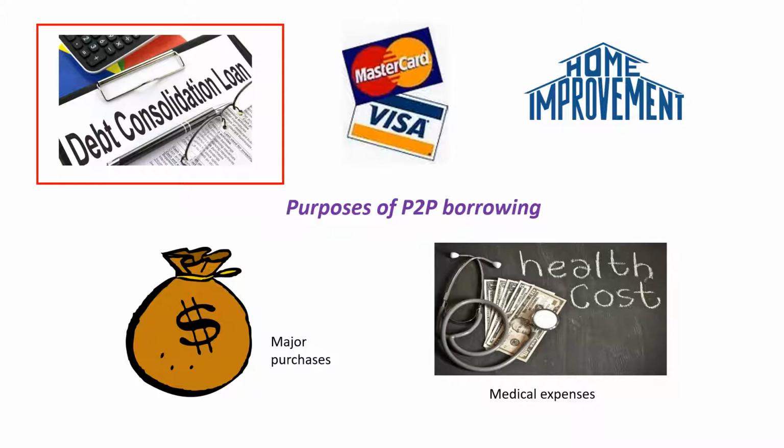If you do a frequency on the purposes of loans, you are going to discover that people usually go through Lending Club for these 5 main purposes. Either they want to consolidate their debt, or pay off their credit cards, or borrow money for home improvement, or they have major purchases, or they want to pay off their medical bills. So these are the 5 main purposes of peer-to-peer lending or borrowing.